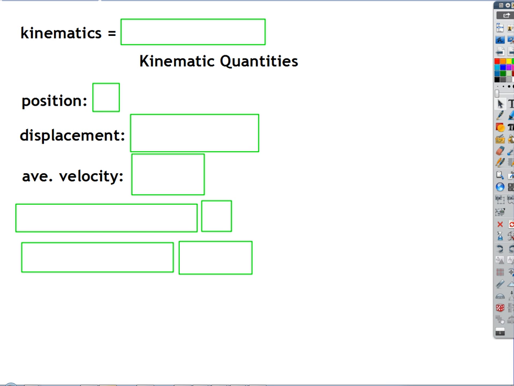Okay, all right. So if we break this into parts, what do you think the kine part has to do with? Motion. It has to do with motion, doesn't it? And I think that probably comes from kinesis or something like that. So that's motion. And then what's matics? Study.